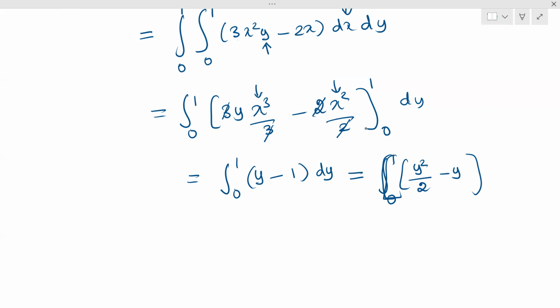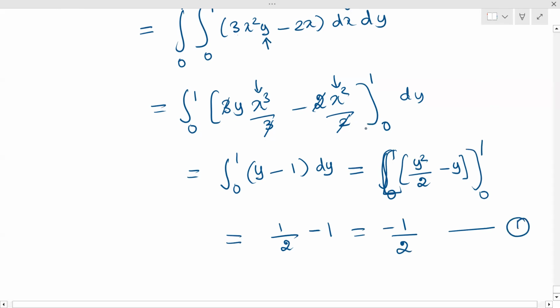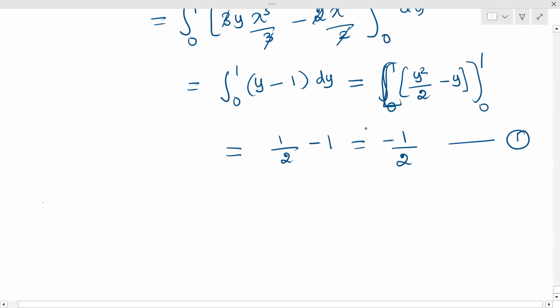y square by 2 minus y. The limit is 0 to 1. Okay. So apply the upper limit, 1 by 2 minus 1, which is equal to minus half. This is our RHS. Okay. Next, we have to do for the LHS.